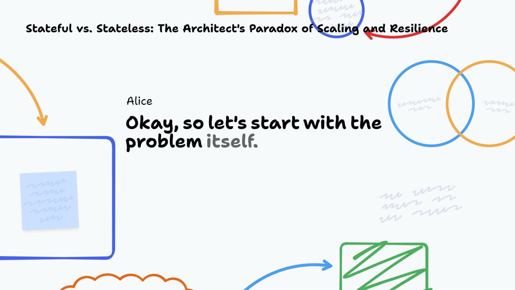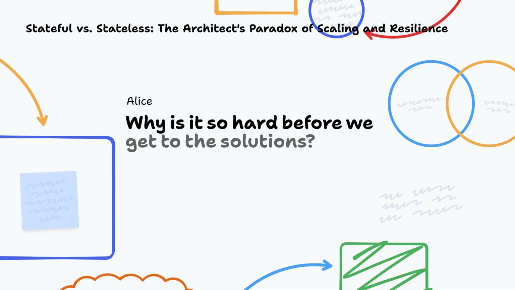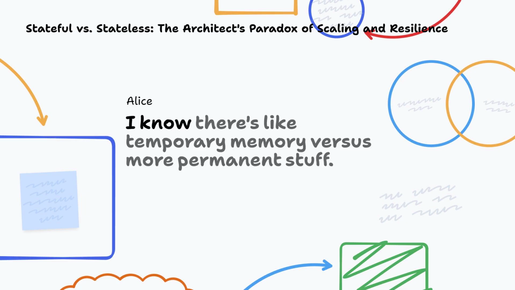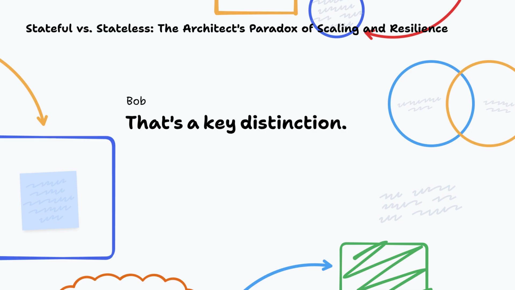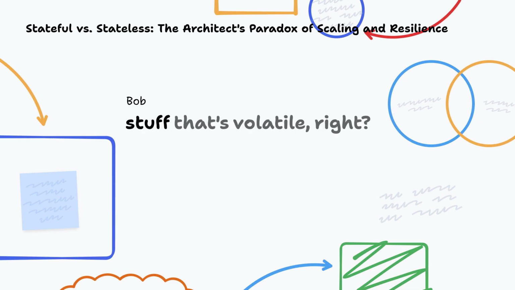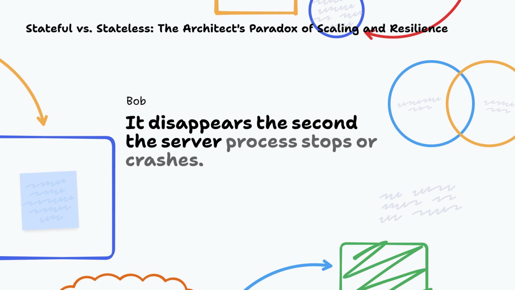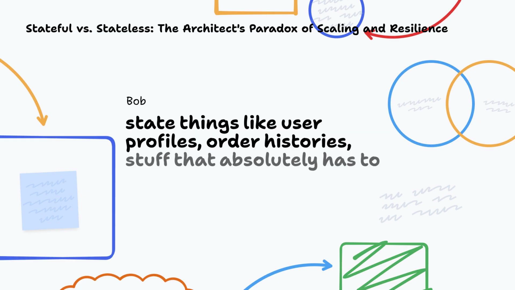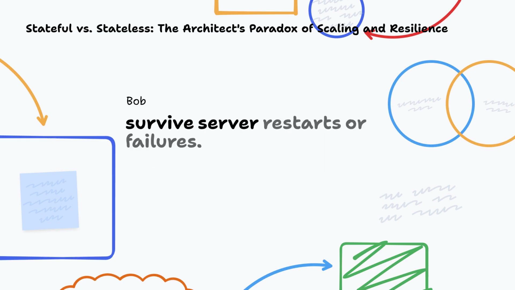So let's start with the problem itself. Why is it so hard? Before we get to the solutions, what exactly is this state we're trying to manage? I know there's temporary memory versus more permanent stuff. That's a key distinction. When we talk about server state, often the immediate thought is ephemeral in-memory state, stuff that's volatile. It disappears the second the server process stops or crashes. But for a real application to actually work reliably, you need durable state, persistent state, things like user profiles, order histories, stuff that absolutely has to survive server restarts or failures.